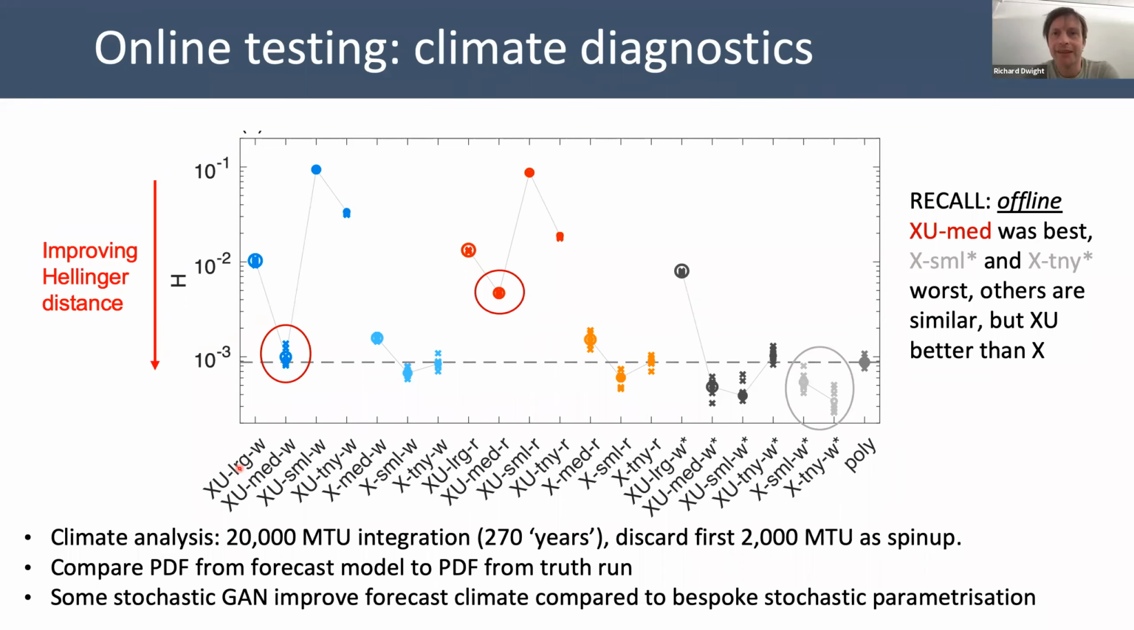Hi, I have a question. Richard, yes. Do I understand correctly that your GANs are trained offline? And the polynomial model, was that calibrated online or offline? No, that was calibrated offline as well.